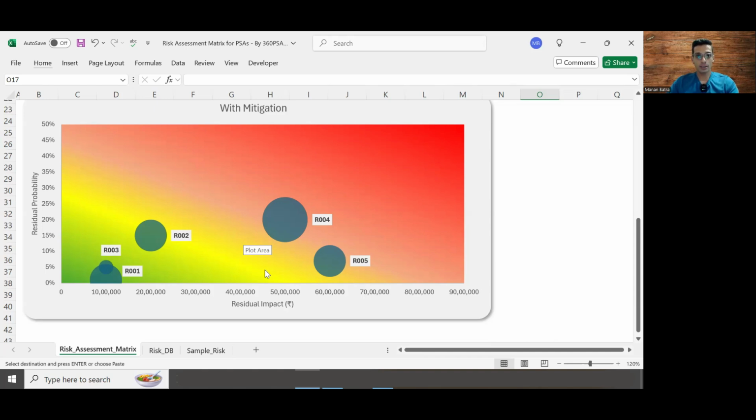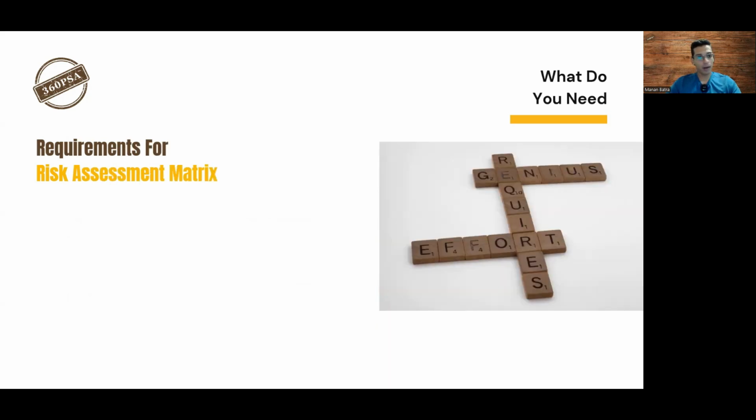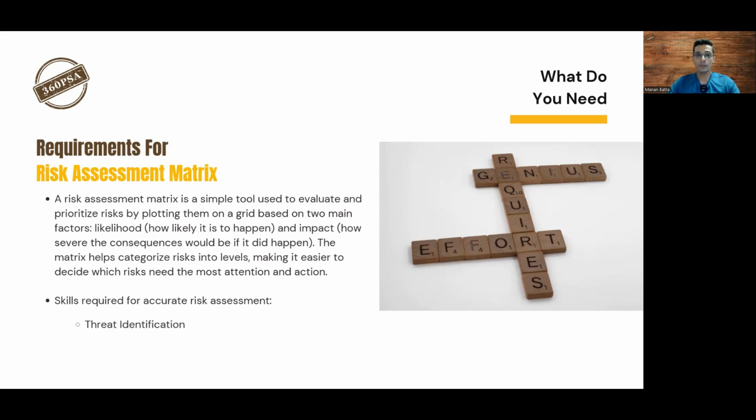Now coming back to the presentation. So we have already understood the difference between what a risk is versus what a threat is. And we have also seen how a risk assessment matrix looks like and works. But there are certain requirements for you to be able to nail down this particular skill of risk assessment, right? So this is just a definition of risk assessment matrix that we have already seen. But what are the skills required for accurate risk assessment? One, of course, is threat identification. When you are doing this exercise, you need to be extremely thorough with your observations so as to not ignore a particular threat. You must be able to identify and tabulate all the threats that exist for your potential client.